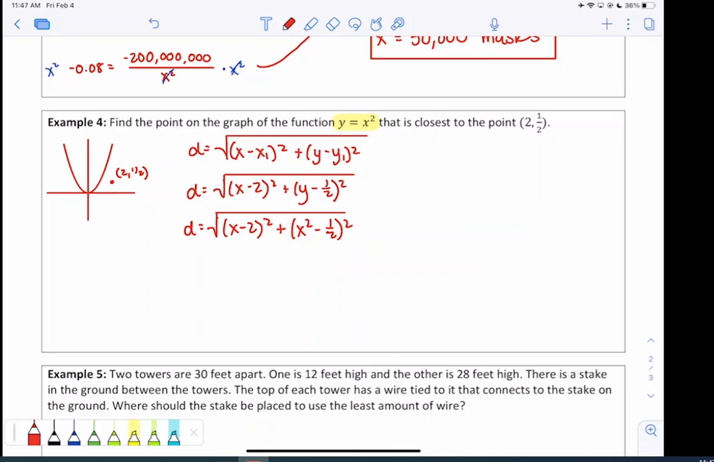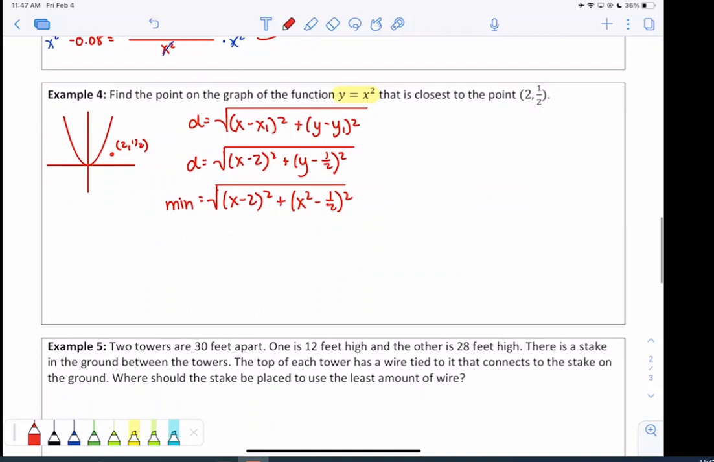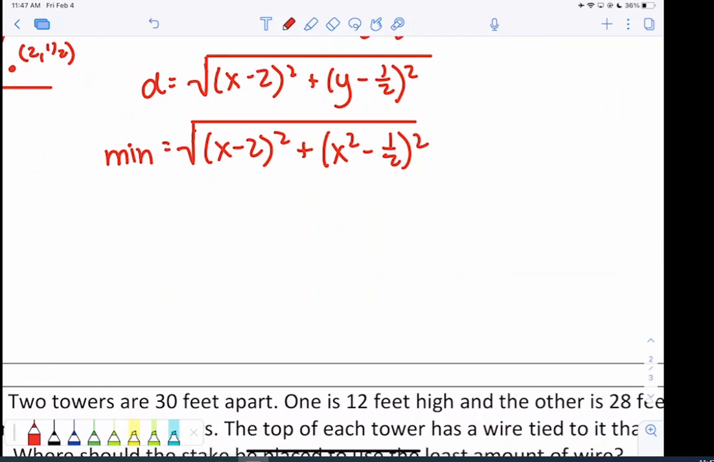So now, I want this distance to be my minimum. I want them to be as close together as possible. Any ideas on what I could do to clean this up before I take my derivative? Change the square root into... Okay, great. So I can change my square root into all of this to the 1/2 power. Perfect. Anything else I could do to clean this up a little bit?